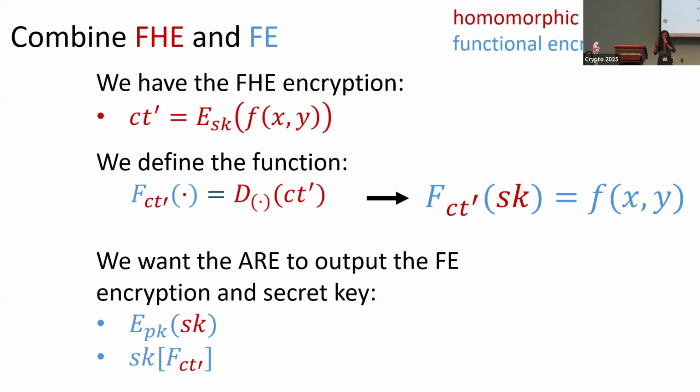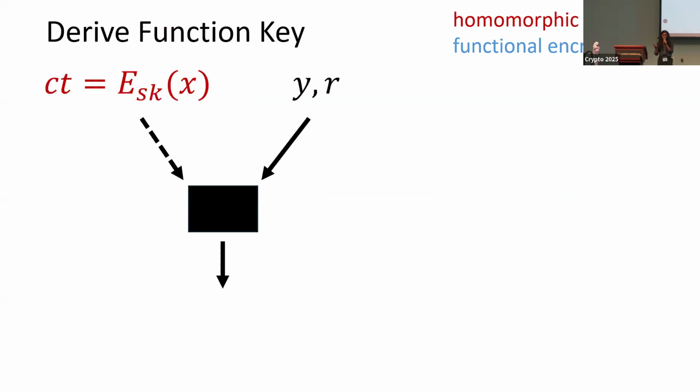Okay, so to use one-sided ARE to get these two things, first we'll output the function secret key. So we start with an encryption of X like before. Party 2 will generate the FE setup and use the master secret key. So here the one-sided ARE will compute CT prime just like before. We'll get the function description F CT prime, and now combining that with the master secret key, we can output the function secret key. Okay.